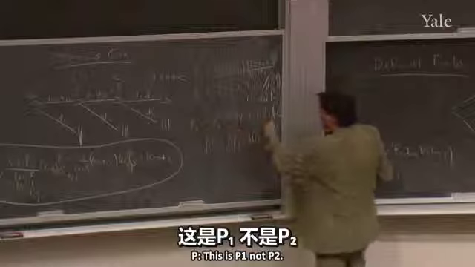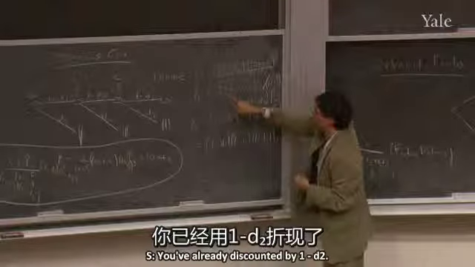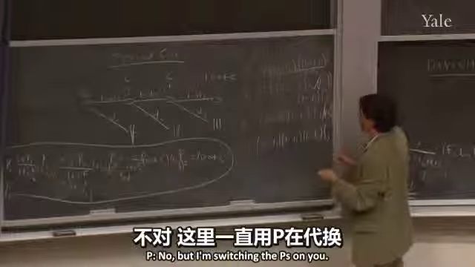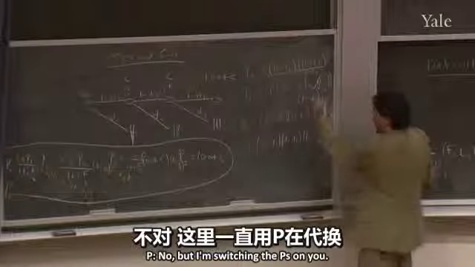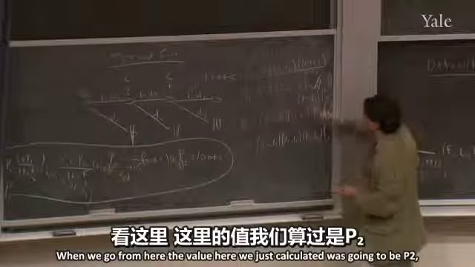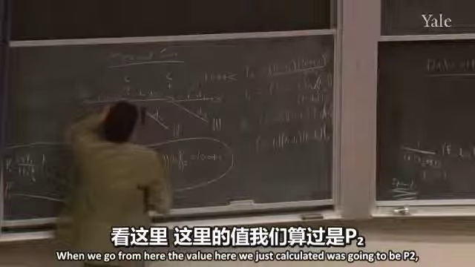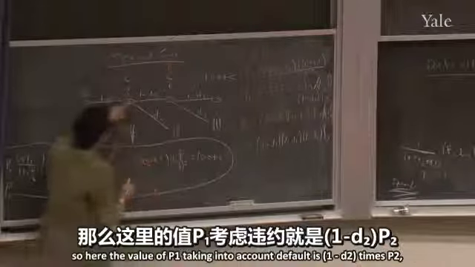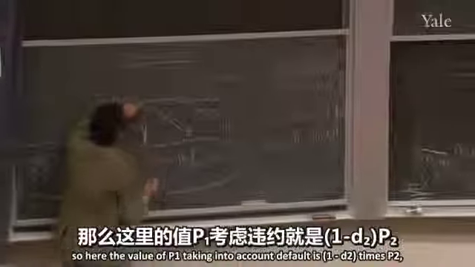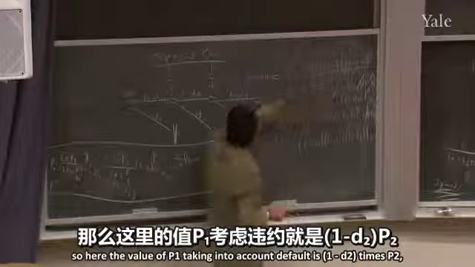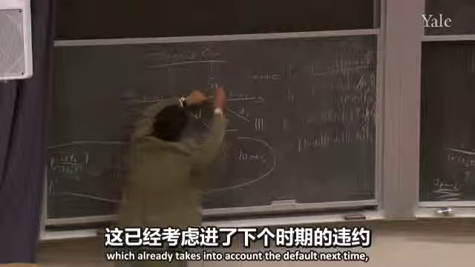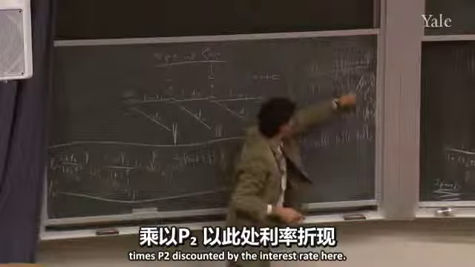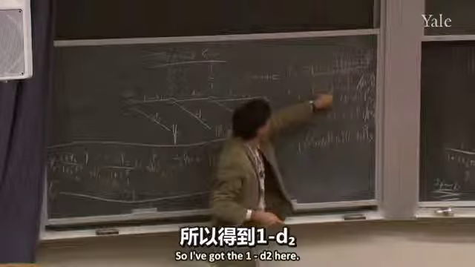I have 1 minus, this is P1, not P2. So I'm switching the P's on you. When we go from here, the value we just calculated is P2. So here, the value P1, taking into account default, is 1 minus D2 times P2, which already takes into account the default next time, times P2 discounted by the interest rate here. So I've got the 1 minus D2 here.